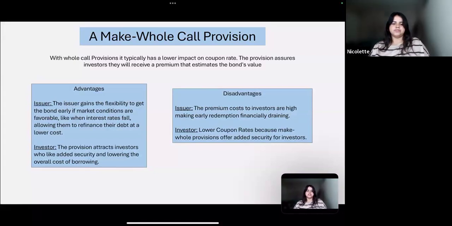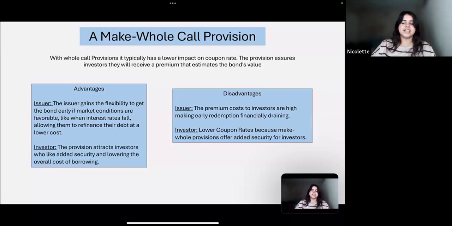An advantage for the investor would be the provision attracts investors who want added security, lowering overall borrowing cost. Investors are compensated fairly for the loss of future interest payments if the bond is redeemed early, which reduces reinvestment risk. A disadvantage, though, would be lower coupon rates, because make-whole provisions offer security for investors, so these bonds are typically lower compared to those without these provisions.